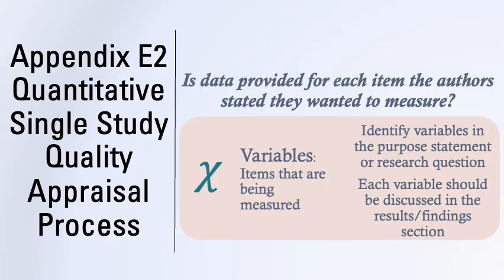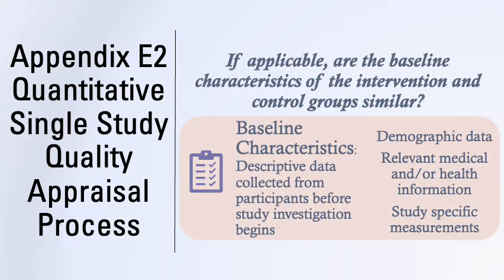Once you have this information, you can return to the results and findings section and look for each variable to be addressed and specific data to be reported. The sixth quality appraisal question for the results and findings section of a quantitative study asks, if applicable, are the baseline characteristics of the intervention and control group similar?